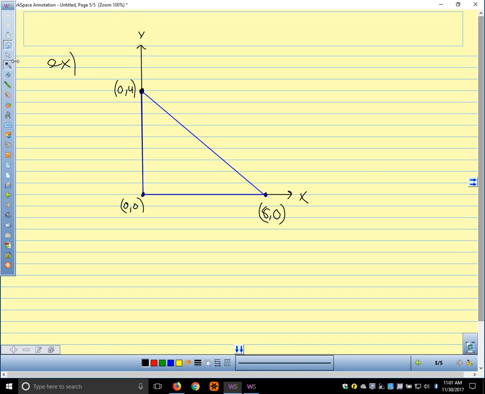Well, since two sides of the triangle are the y-axis and the x-axis, what kind of angle is this? That's a right angle, a 90-degree angle. So this is a right triangle. And we want to know what are the coordinates of the circumcenter.